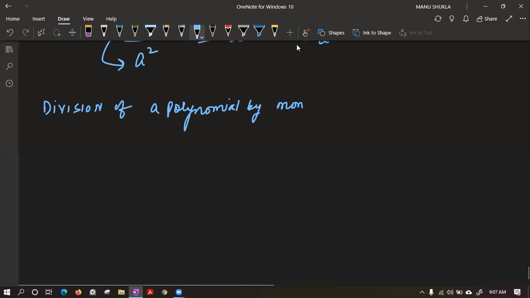Rahil, audio not connected. So Rahil can join again if she is having any issue.